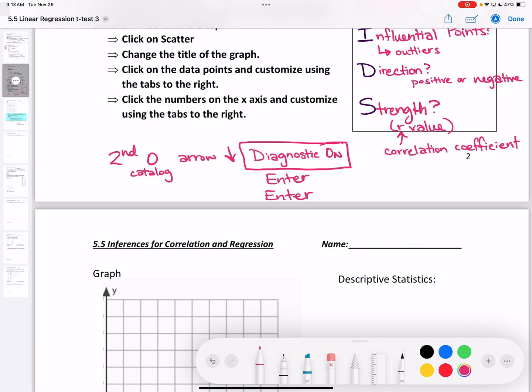Okay, your R value tells you how strong is the correlation between the X and the Y. It's the strength of the relationship between the X and the Y. Questions for me? Any questions? Not yet? All right, so we're going to graph.